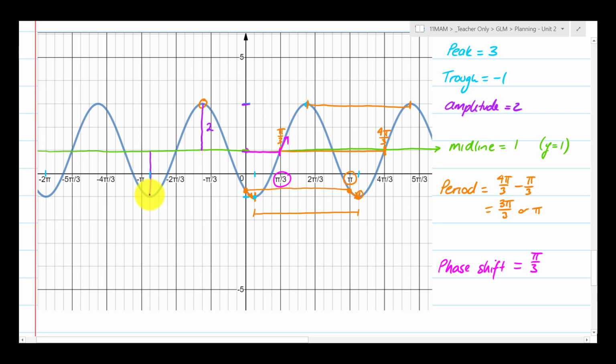So you might be able to identify it, and if you can't identify it, it might be in halves or thirds or something else, and it's not easy just to pick out. Well, if you know your peak and trough, peak minus trough, which in this case is 4, divided by 2, because this is 2 amplitudes high. Or if you know your midline, peak minus midline, or midline minus trough will get you your amplitude. So just keep that in mind.